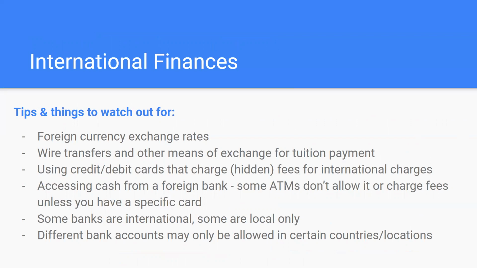Watch out for wire transfers and other means of exchange for tuition payment. Wire transfers can get very tricky if all of the information does not match. So when you're filling out a wire transfer form or something like that, just be very careful that all of the information is correct, because that can cause a lot of headaches down the line. Wire transfers also usually have a fee that goes along with doing the transfer.